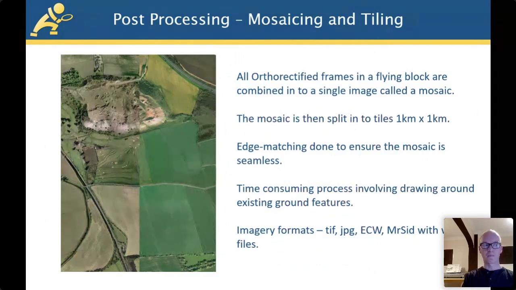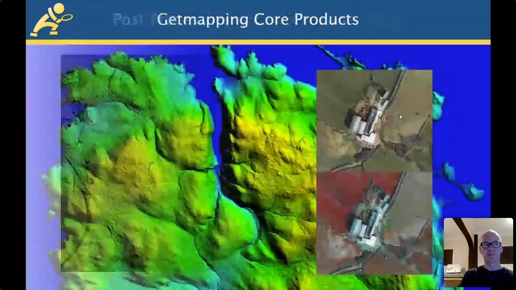And then from there we deliver it in whichever imagery format the customer requires, typically TIFF, and then we've got compressed data sets like JPEG or ECW. So this is the data we deliver out to customers.